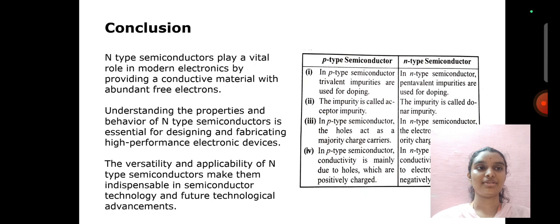In an N-type semiconductor, pentavalent impurities are used for the doping. The impurities are called donor impurities.